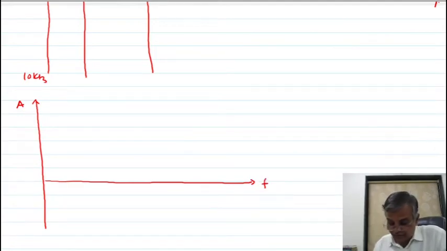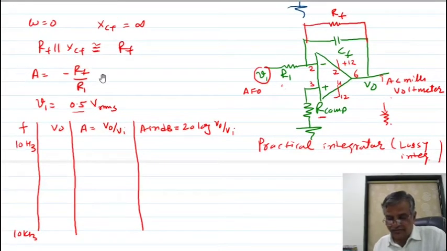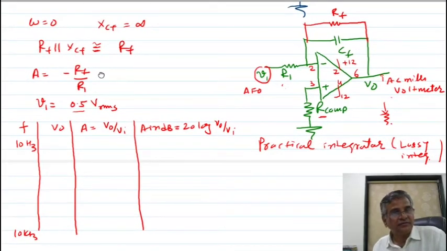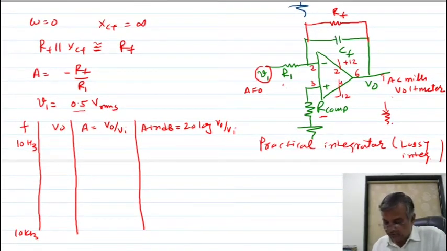Now you can see what will happen. Look here. At low frequency, as I already told, the gain is minus RF by R1, because the capacitor works as an open circuit at low frequency. So the feedback impedance is only RF, and the gain of the circuit is RF by R1. As you increase the frequency, your gain decreases because the capacitive reactance decreases, so the overall feedback impedance decreases and the gain decreases. This is the expected one. So I am plotting.